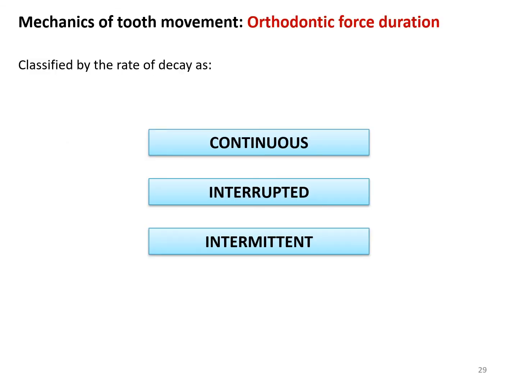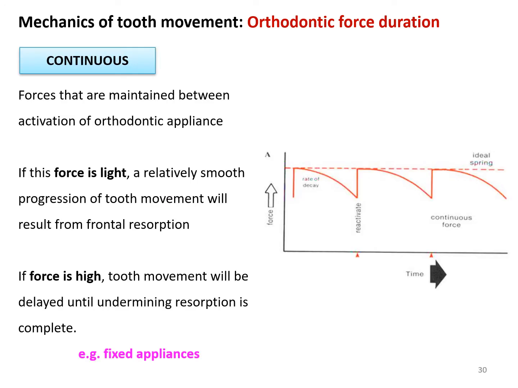So we're coming to the last leg of today's lecture. So that is orthodontic force duration. So how are they classified? And they're classified by the rate of decay as continuous, interrupted, and intermittent. So what is a continuous orthodontic force? So these are forces which are maintained between the activation of orthodontic appliances.